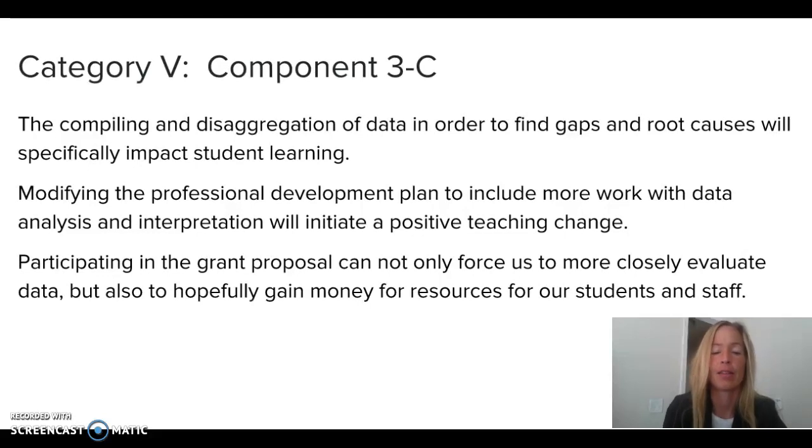And Component 3C, the compiling and disaggregation of data in order to find gaps and root causes, will specifically impact student learning. Modifying the professional development plan to include more work with data analysis and interpretation will initiate a positive teaching change. And by participating in the grant proposal, it will not only force us to more closely evaluate data, but also hopefully gain more money for resources for our students and staff.